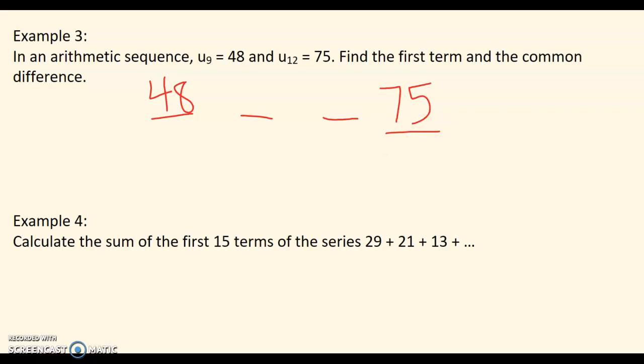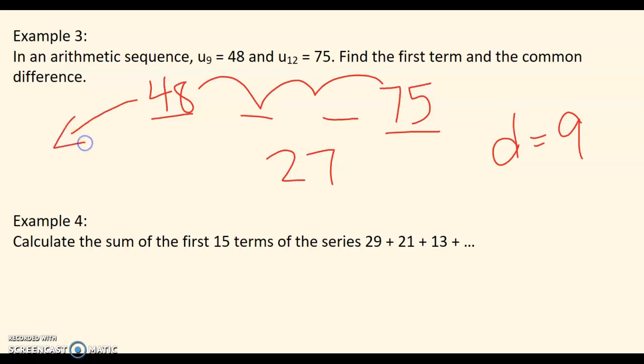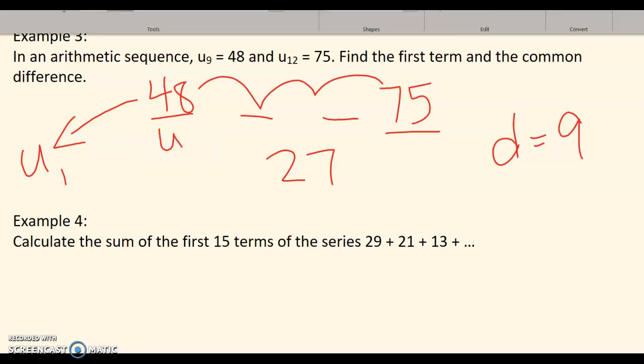So if we're doing arithmetic, that means we added by something 3 times. So this total distance apart is 27. So obviously, what did you add by each time to get there? D equals 9. So now similarly, if I want to go from the 9th term back to the first term, how many times do I need to subtract that common difference? Well, that would be 8 times.